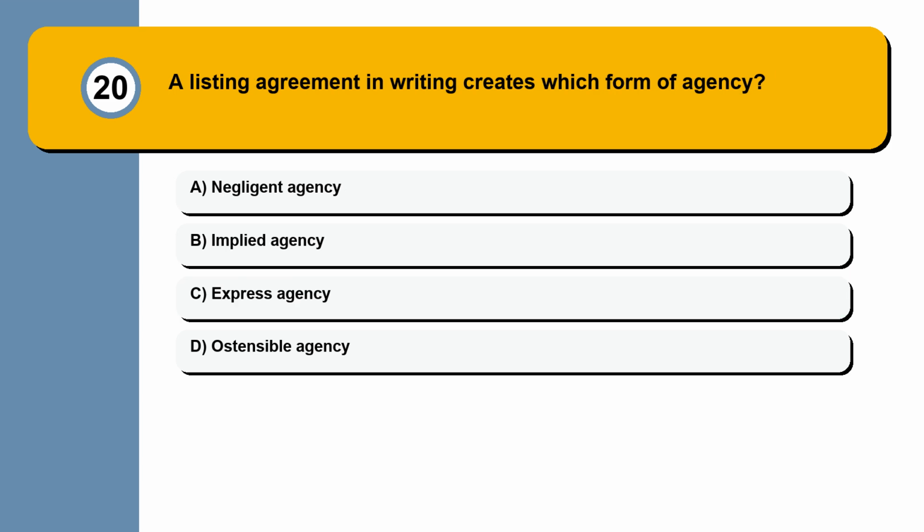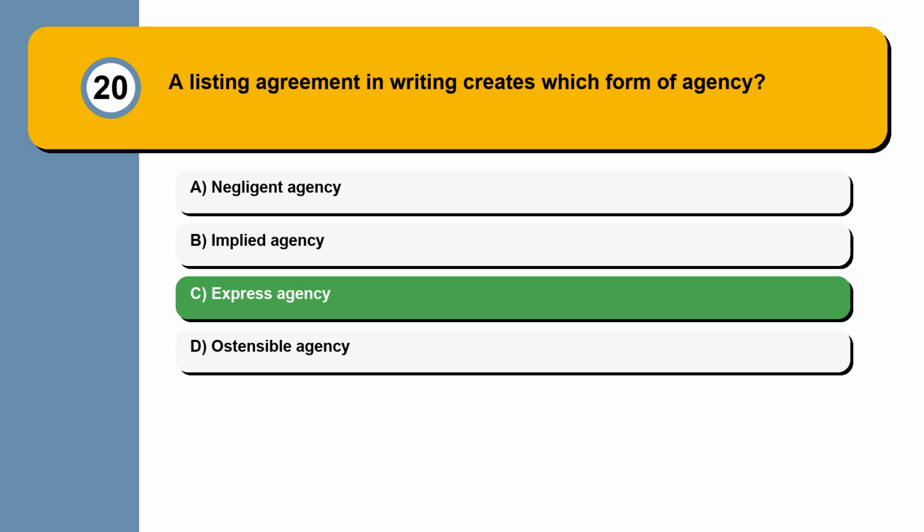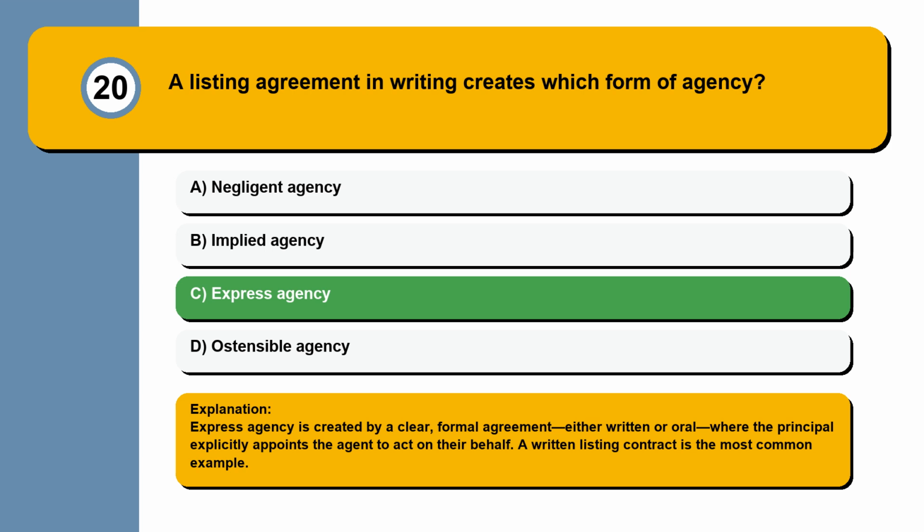Question 20. A listing agreement in writing creates which form of agency? Negligent agency, implied agency, express agency, ostensible agency. Express agency is created by a clear, formal agreement, either written or oral, where the principal explicitly appoints the agent to act on their behalf. A written listing contract is the most common example.